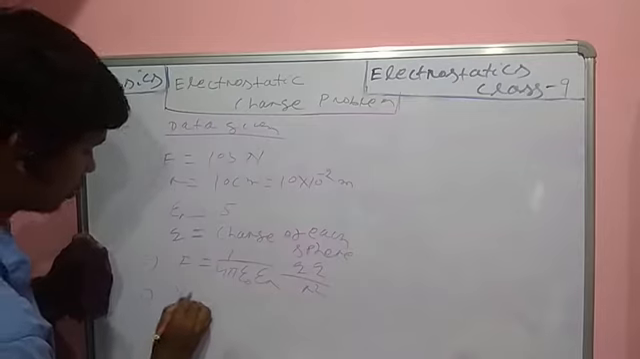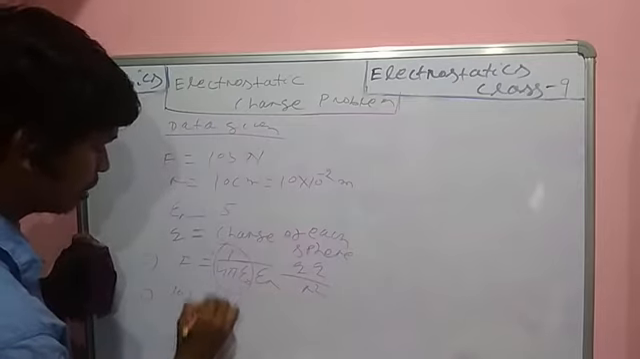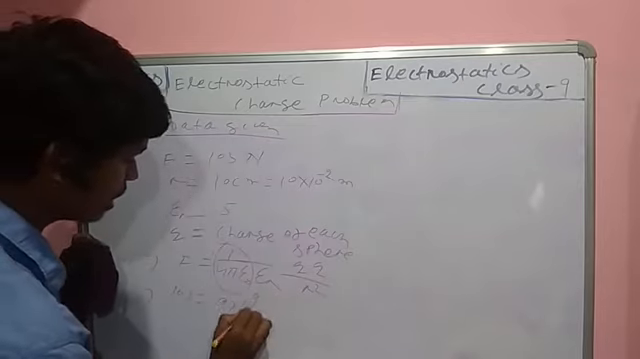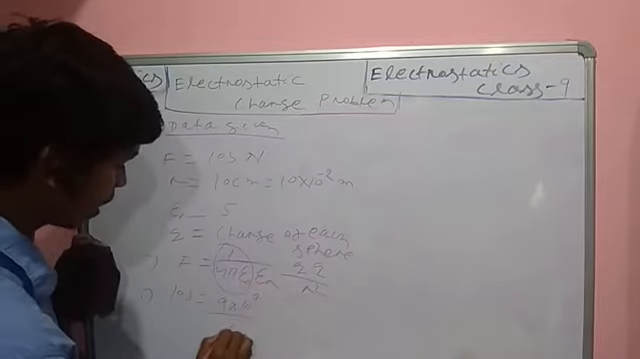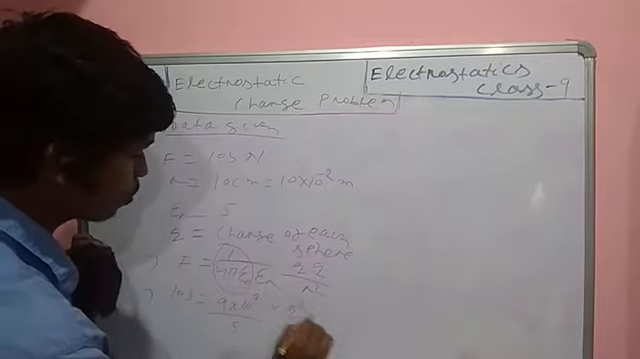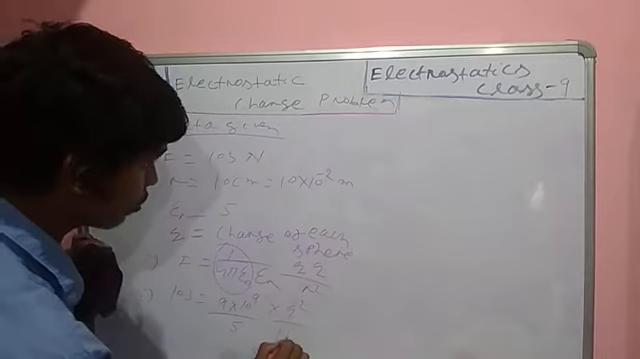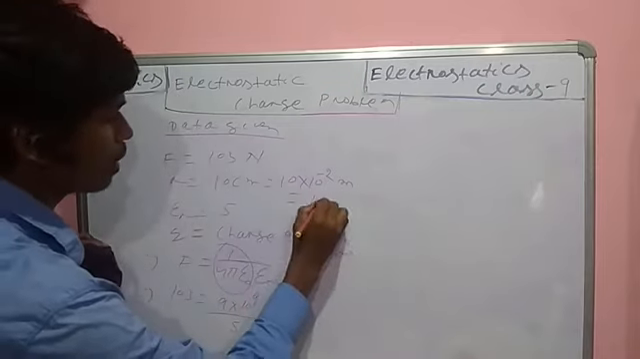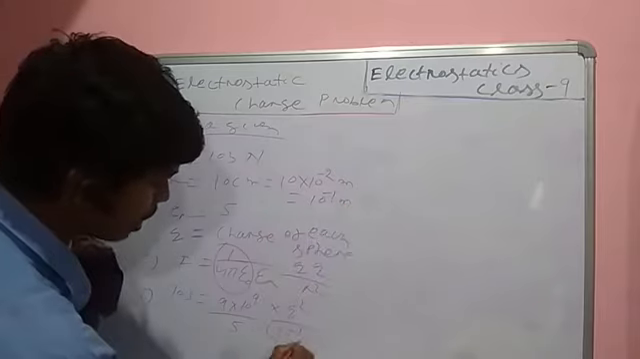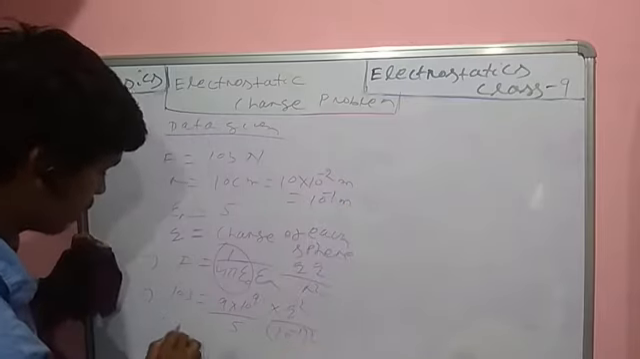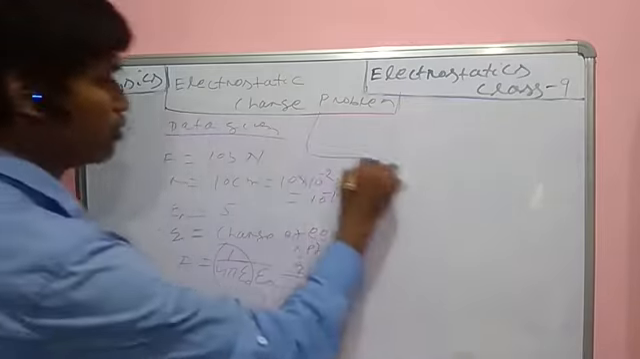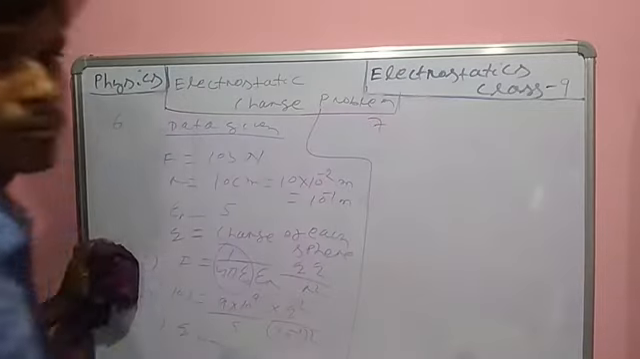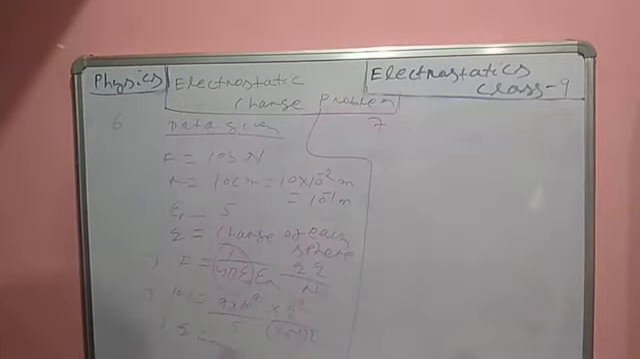So the force is 10 to the power 3, equal to 9 into 10 to the power 9 by epsilon value 5, into Q square, by r square, where r is 10 to the power minus 1 meter. So find out Q. Listen. Question number 7.